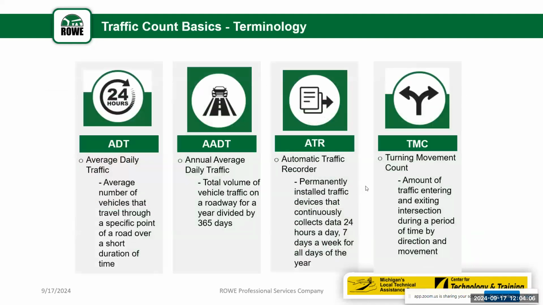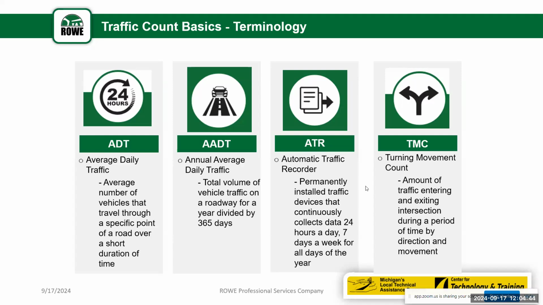All right, so to get started, we'll go over some terminology that you have probably seen out and about when you've seen either a request for traffic counts or a report. The first one is ADT, your average daily traffic. That's going to be your average number of vehicles that travel through a specific point of a road over a short duration of time. So that's a lot of the roadway counts that you get with tubes or a radar unit that a lot of road commissions will do, like their traffic count during the summer type of deal.